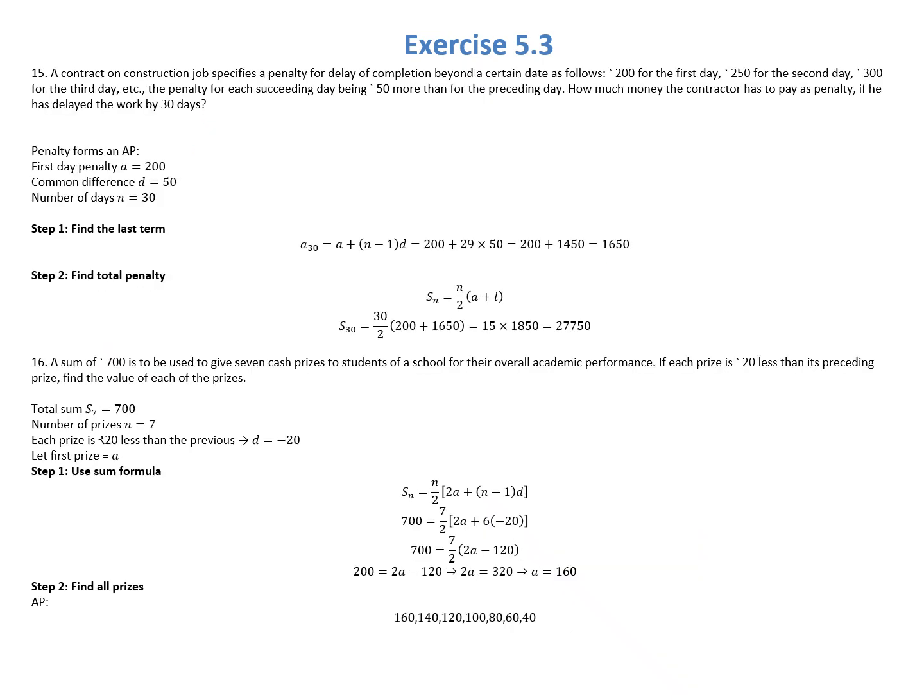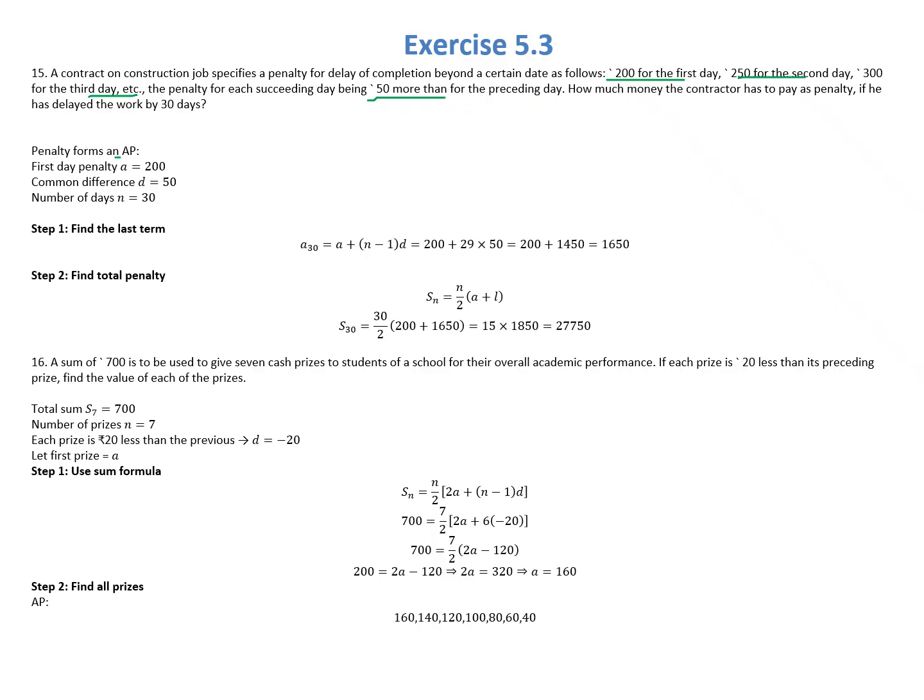Okay, so in this question, we have been given a contract for a construction company's job with a penalty for delay in completion beyond a certain date: 200 for the first day, 250 for the second day, 300 for the third day. The penalty for each succeeding day is 50 more than the preceding day. How much money does the contractor have to pay as a penalty if he has delayed the work beyond 30 days?